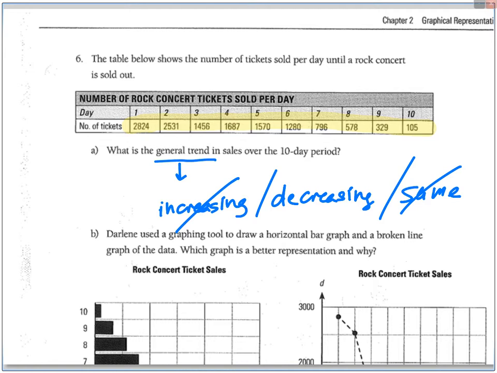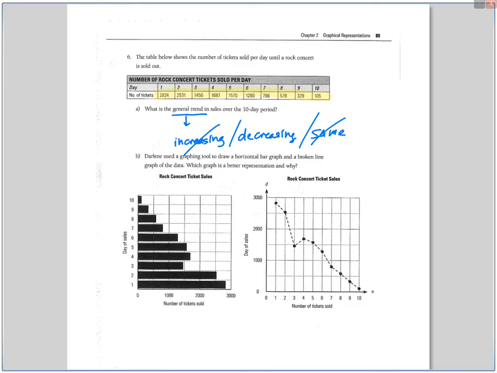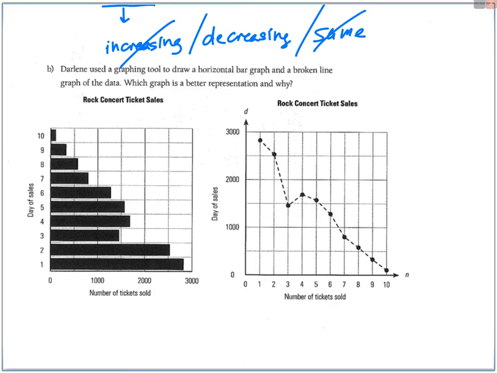And then it says Darlene used the graphing tool on her computer, drew a horizontal bar graph and a broken line graph. Which is better? Broken line graph is just the lines that are connected. This is a line graph. Okay. Hands up if A is better. We only have one winner. Why is it better, sir? Because it's more accurate. No. Something to do with discrete. Can't sell half a ticket. So connecting with lines doesn't make any sense. No in between.